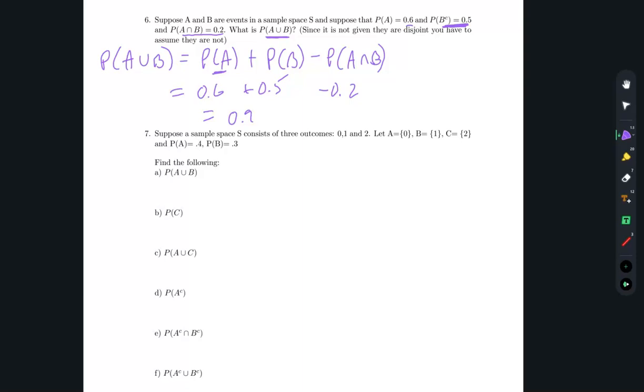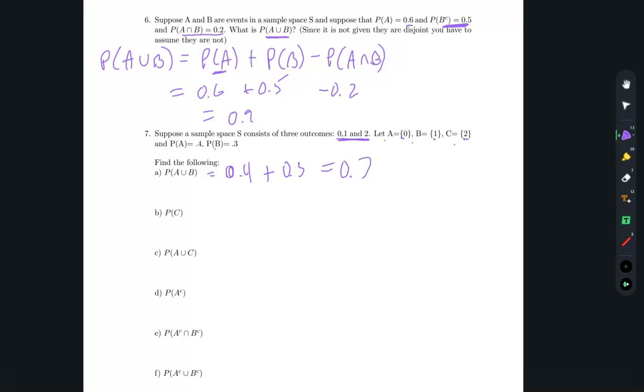All right, so let's look at this one. Looks like we've got 3 outcomes, and each of them is labeled as one of the sets. And they tell me what the probability of A and the probability of B are. So I can see that there's no intersection, right? Because there's only 3 outcomes and each of them is set differently. So that means if I find the probability of A or B, I'm just going to add the 0.4 and the 0.3, so that gives me 0.7.